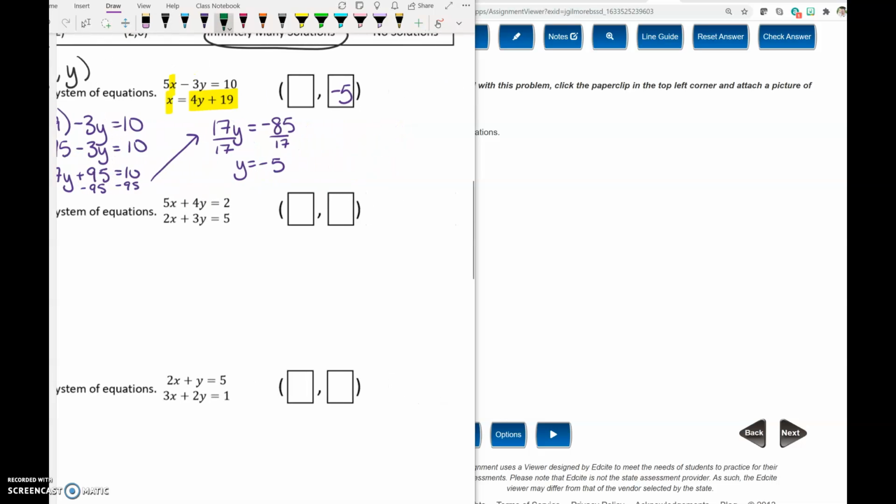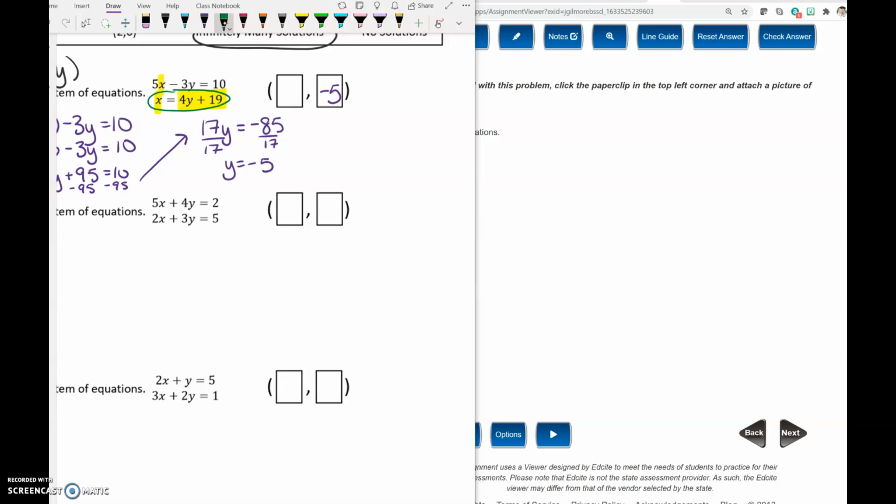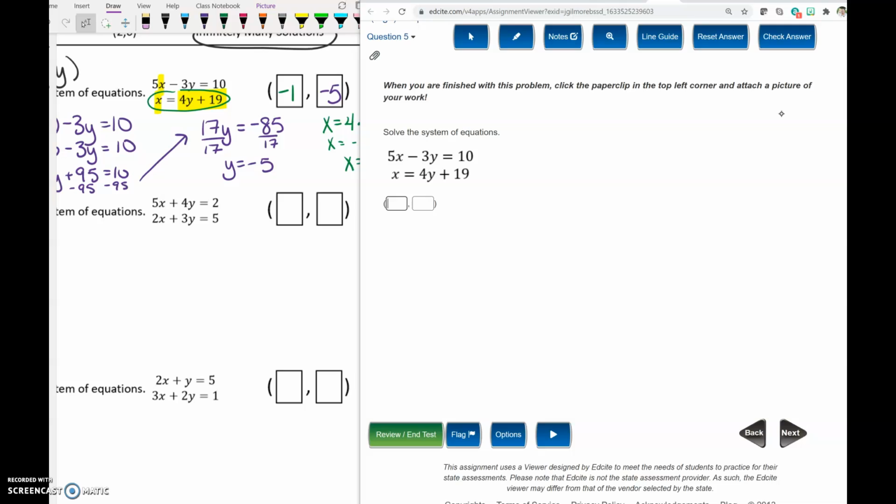Once you know y is -5, use this equation to get your x. X equals 4 times our y value, -5, plus 19. -20 plus 19 is -1. X equals -1. The solution there is -1, -5. If you're entering this on EdSite, basically you just click here and type in -1. In the next blank, you type in -5. So nothing fancy, no spaces, just a negative sign or a minus sign and then the number.